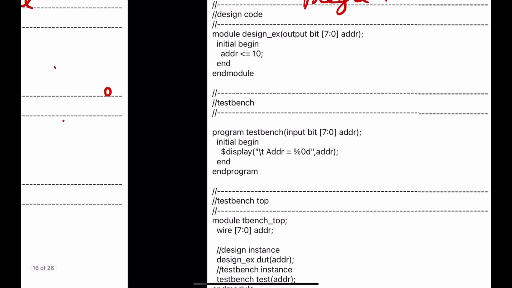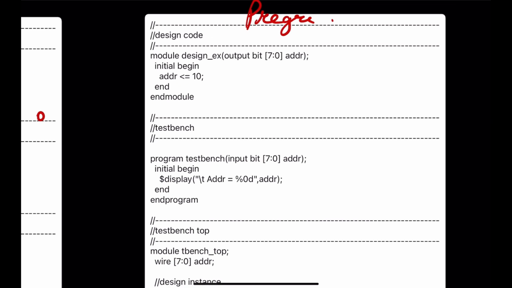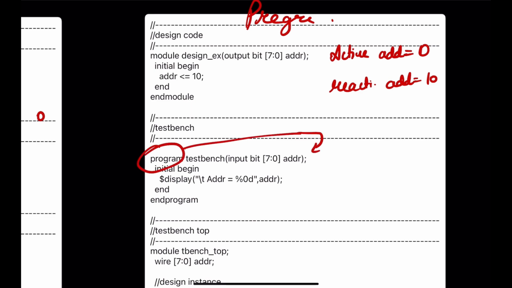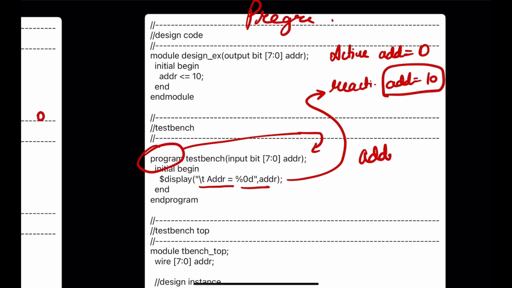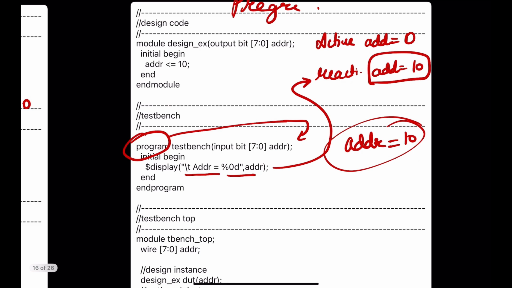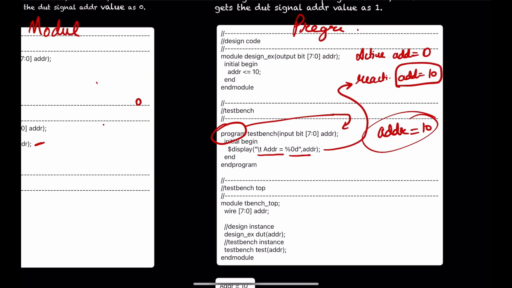We can see here, similarly, active region has the value of address as 0, reactive region address as 10. Correct? But we know that according to the definition of program block, the statements under the program block work in reactive region. So the display will work in reactive region. So the value displayed will be 10 as an output. So we can say here that the race around condition is resolved with the help of program block.